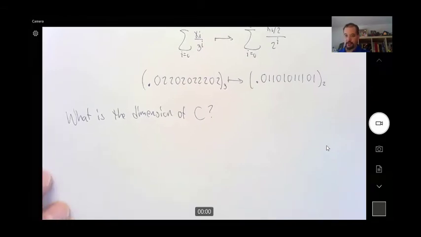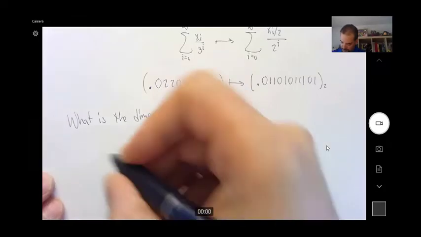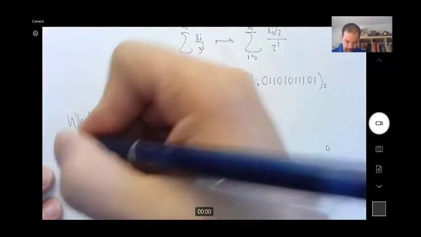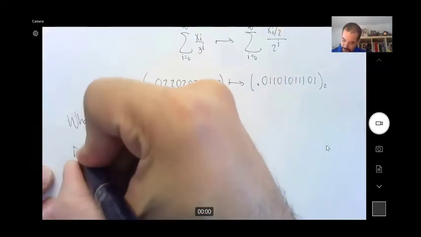For example, segments, squares, cubes, right? We know a segment is one-dimensional. We know a square is two-dimensional. We know a cube is three-dimensional. We could also use a sphere, but squares are better, and you'll see in a moment why. So I'm going to write here the dimension of objects we know.